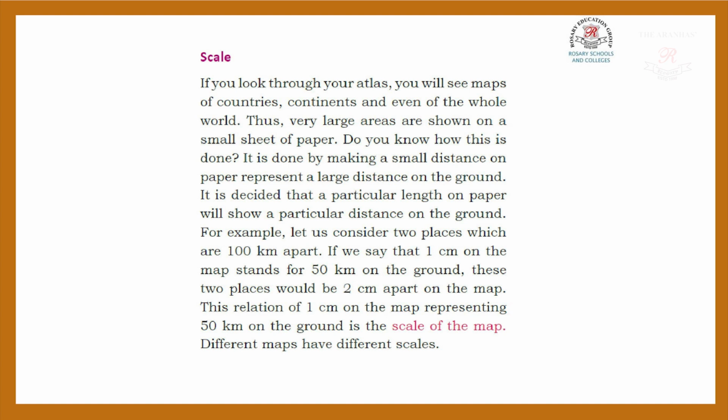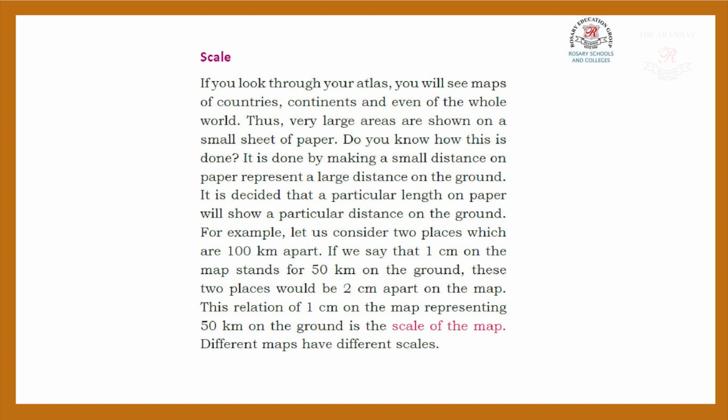For example, let us consider two places which are 100 kilometers apart. If we say that 1 centimeter on the map stands for 50 kilometers on the ground, these two places would be 2 centimeters apart on the map. This relation of 1 centimeter on the map representing 50 kilometers on the ground is the scale of the map. Different maps have different scales.